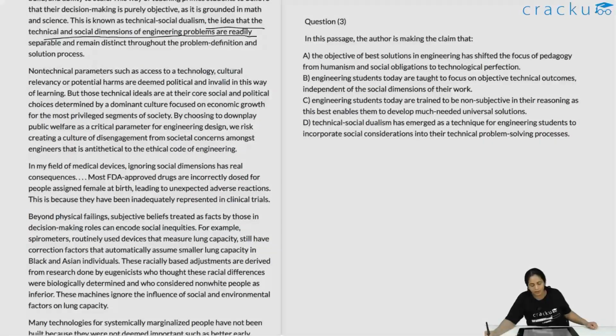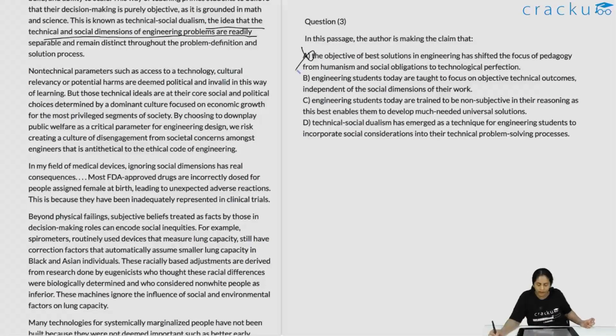In this passage, the author is making the claim that the objective of best solutions in engineering has shifted the focus of pedagogy from humanism and social obligations to technological perfection. So basically, the author is saying that the focus has not shifted, but it was always on technological perfection as such, that has been always the dominant concern, and social obligations were never a concern as such. So it's not as if the pedagogy's focus has shifted from A to B. That is not true at all. So this is not a claim that the author is making.